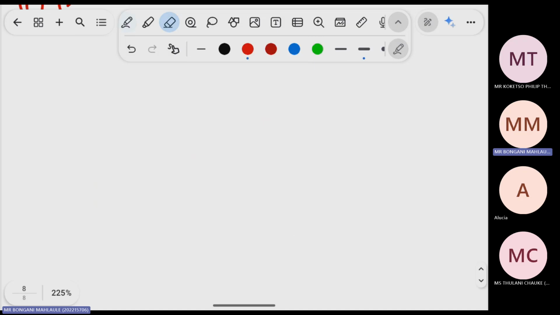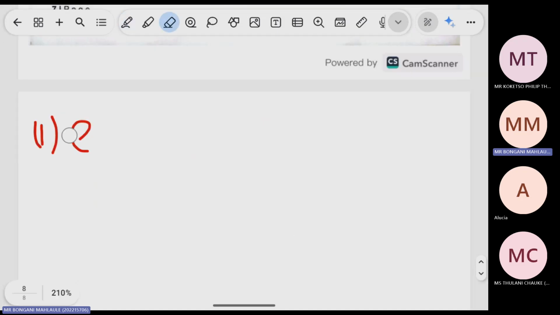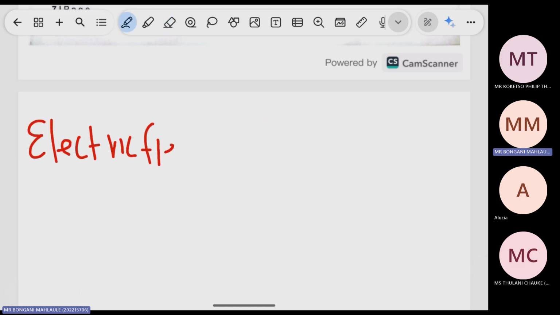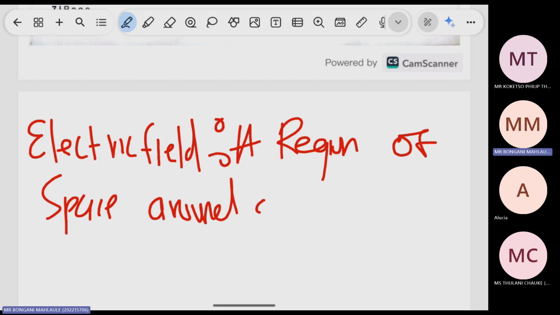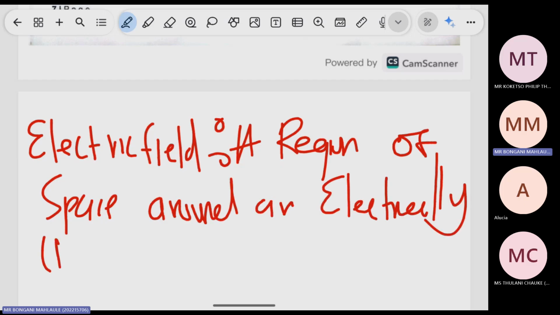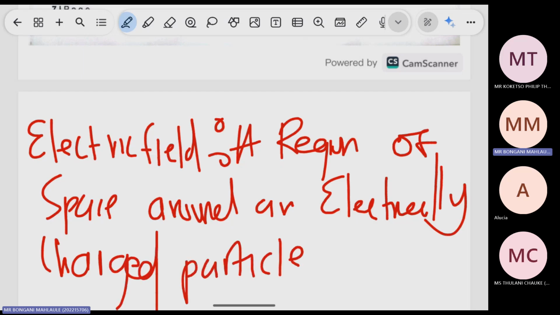I don't know if there is anyone who has a simpler definition for electric field than the one on that document. Okay, I have this one: a region of space around an electrically charged particle. Yeah, I think this is easy. You just use this one.